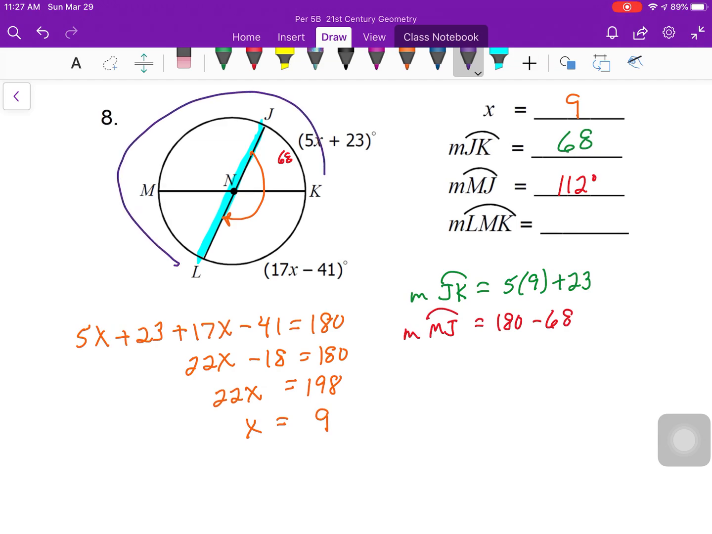The measure of arc LMK. So that's all of that. Well, I already know that this is 112 because it's vertical to this one. So the measure of arc LMK will be a full circle minus 112. 360 minus 112, 248.